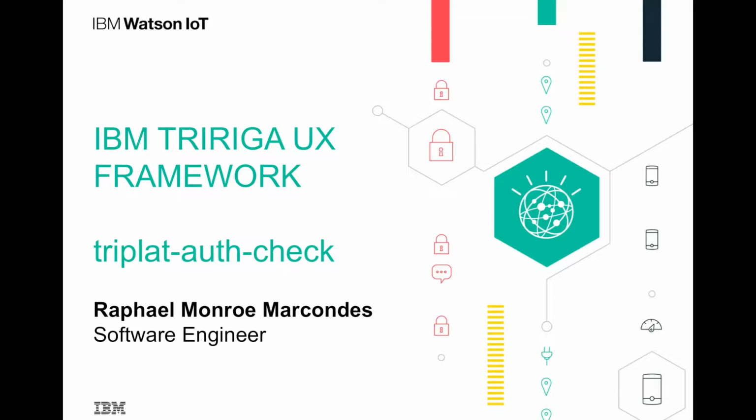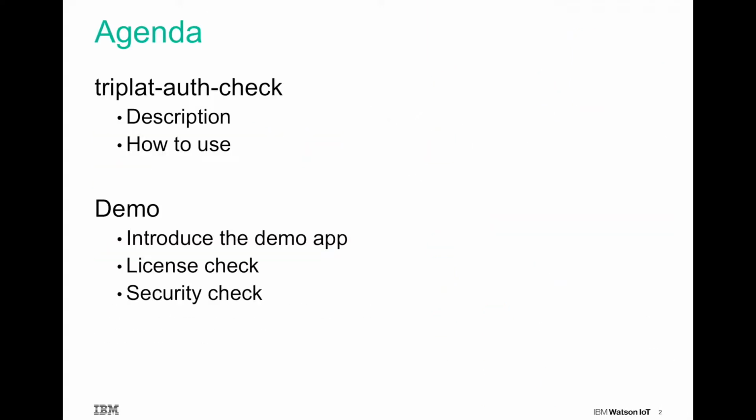My name is Raphael Marcondes, and today I'm going to talk about the triplat-auth-check, which is a new component we are delivering this release. First of all, let's talk about our agenda for this session. I will start by providing you a short description about the component, then I will show you how to use it. Soon after, I will handle a quick demo so that you will be able to see how we can check the licenses and the security groups of the current user at runtime. So stay with me and let's get started.